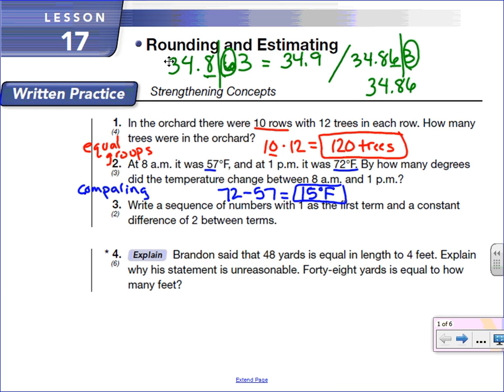Write a sequence of numbers with 1 as the first term and a constant difference of 2 between terms. So we have our bracket. If I'm going to start with 1, and I'm going to have a difference between the terms of 2, that means I'm adding 2 each time. So 1 plus 2 is 3, plus 2 is 5, plus 2 is 7, plus 2 is 9, and so on.